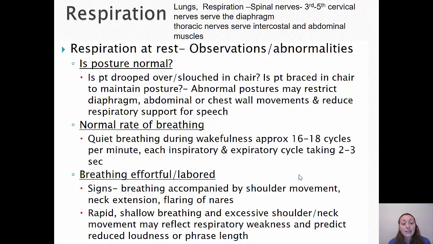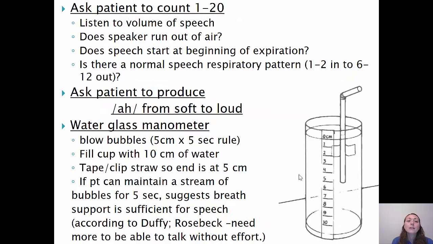So we might see excessive neck extension, flaring of the nares. Not all patients are going to have some of these red flags. So we're looking for red flags: rapid or shallow breathing, again, excessive shoulder movement or clavicular breathing. The clavicle is this area here of the shoulders up is moving versus that diaphragm. All right, so I put this in here because this picture is in all of the motor speech literature, so we'll get to that in just a second.